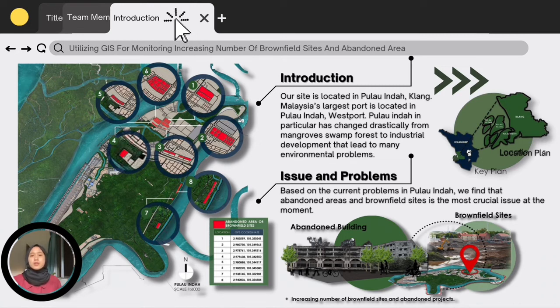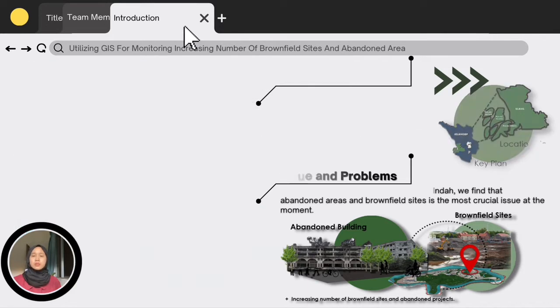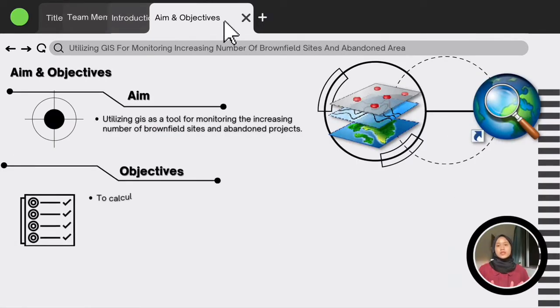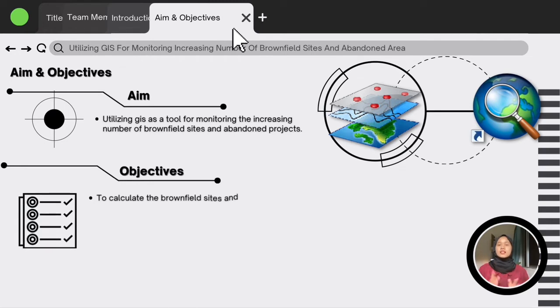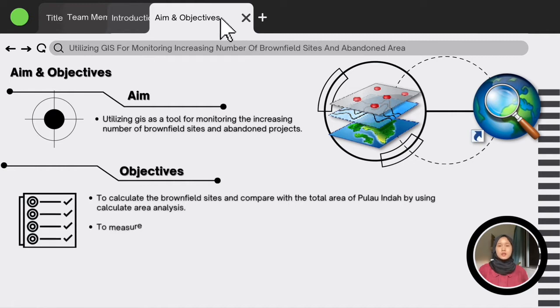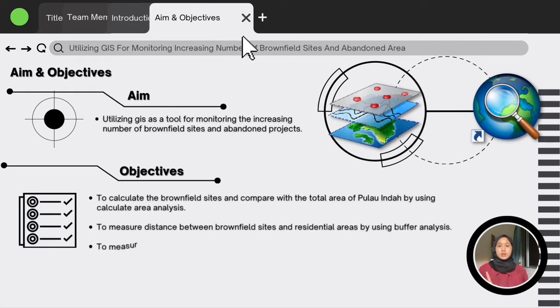Based on the current problems in Pulau Indah that we found, the abandoned areas and the brownfield sites are the most crucial issue at the moment. Our aim in this study is to utilize GIS as a tool for monitoring the increasing number of brownfield sites and abandoned projects.